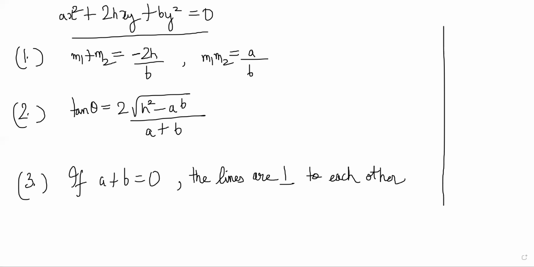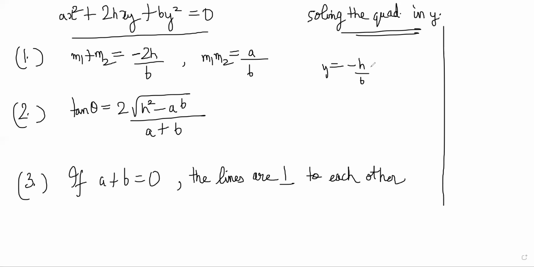The way we got the equation, you can get the equation by solving the quadratic in y, right? To solve the quadratic in y, you will get the individual line equations, because it will come out to be y is equal to minus h by b plus minus root over h square minus ab by b multiplied by x. This will be your two lines.